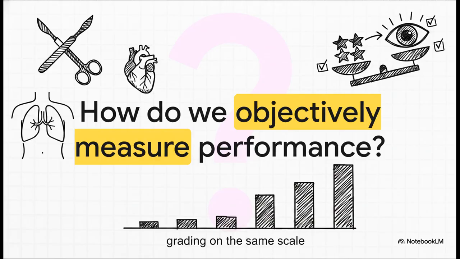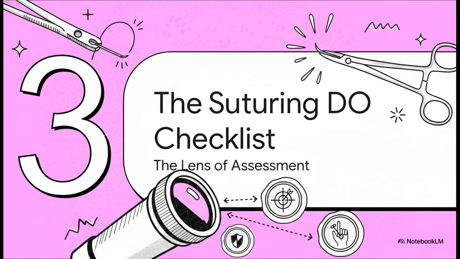So, once the student actually grabs the instruments during the performance phase, we're faced with a critical question. How do we objectively measure their performance? We taught them the standard, sure, but how do we evaluate them fairly so every trainer is using the exact same scale? That brings us to Section 3, the suturing DO checklist, which serves as our lens of assessment.